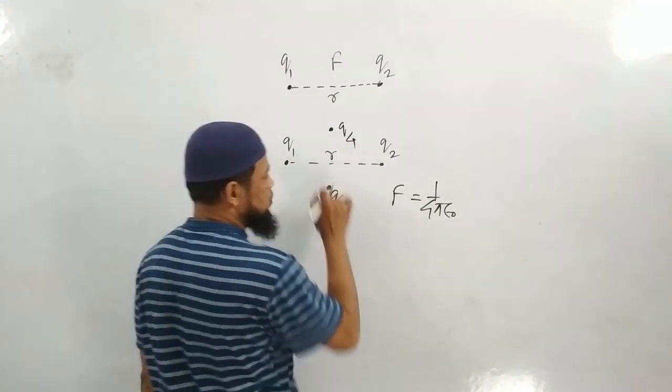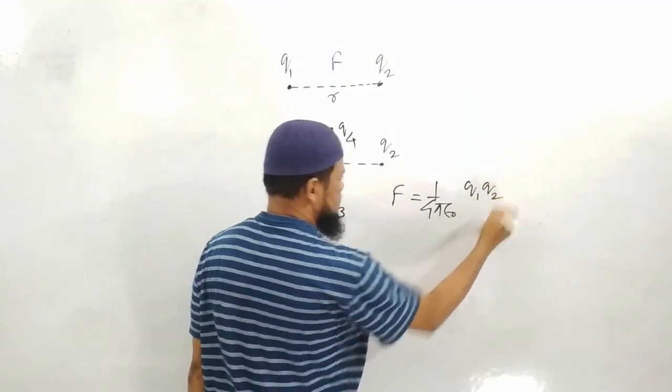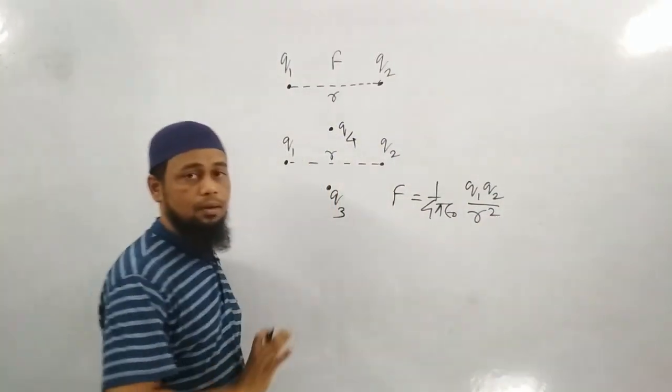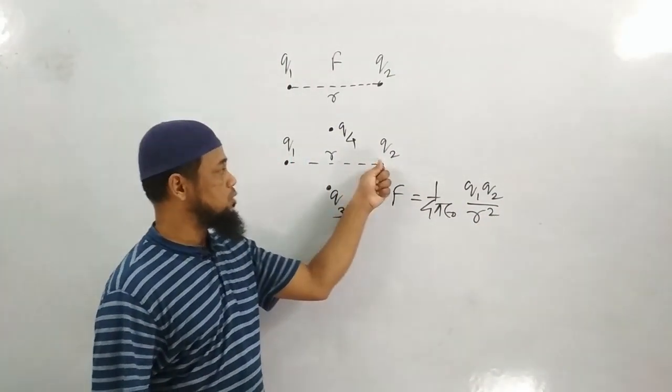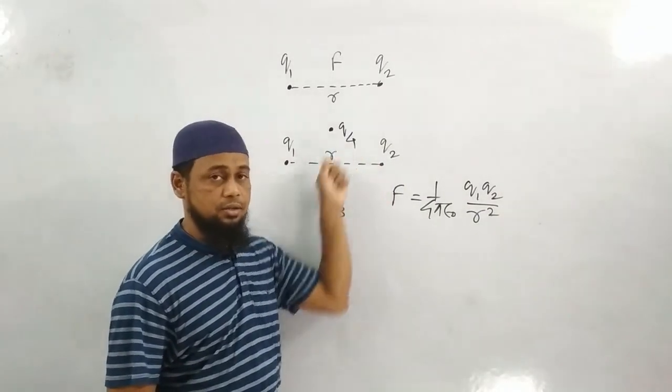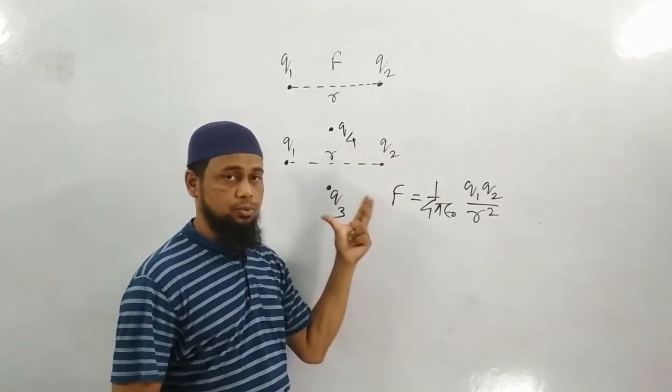We will see, second thing is what? Product between the two charges, Q1 and Q2. Then we'll see the separation between them. Clear? So the force between the two charges is independent of the other charges present in the neighborhood.